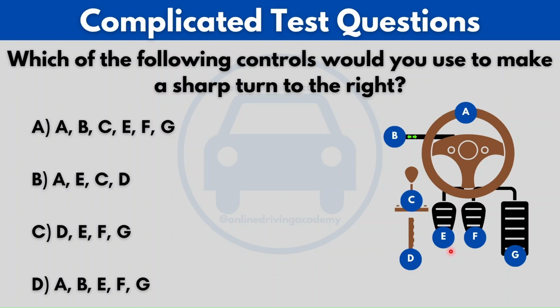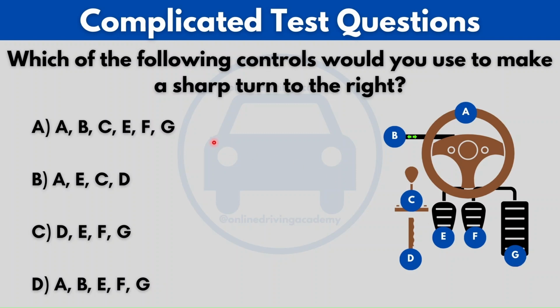Now, option E, you'll have to include option E, which is your clutch pedal, because if you are going to be dropping a gear, you would have to use your clutch pedal to do so. And we can see option F is your brake pedal. And if you're going to make a sharp turn, you would have to slow down. Therefore, that has to be your answer as well. And then lastly, option G, which is your accelerator, will have to be in your answer because obviously you have to use it to speed up once you have turned.